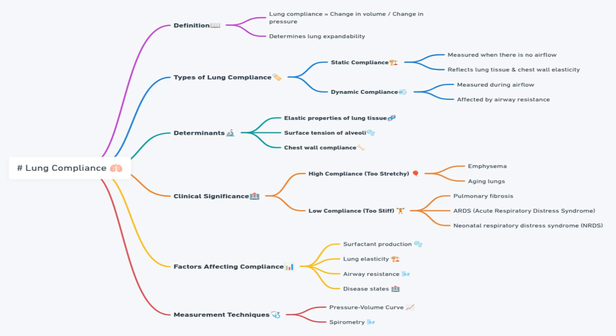Laplace's law states that pressure inside a spherical structure is directly proportional to the tension in the wall and inversely proportional to the radius of the sphere. That is, P is equal to 2T over R. The thickness indicates surface tension, and without surfactant the surface tension in several alveoli is the same.